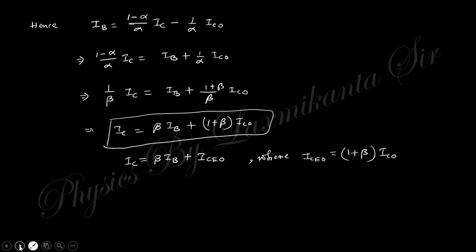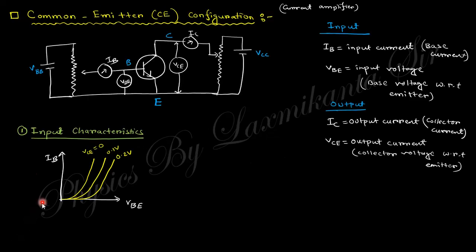Now know about the three modes of operation: common emitter, common base, common collector. In common emitter, this is actually the circuit arrangement in the practical room. These two are potentiometers, you can just vary the voltage, and you can see that the emitter is common between input and output. This voltage is the input voltage, this current is the input current. This is the base, that's why this is written as base current.